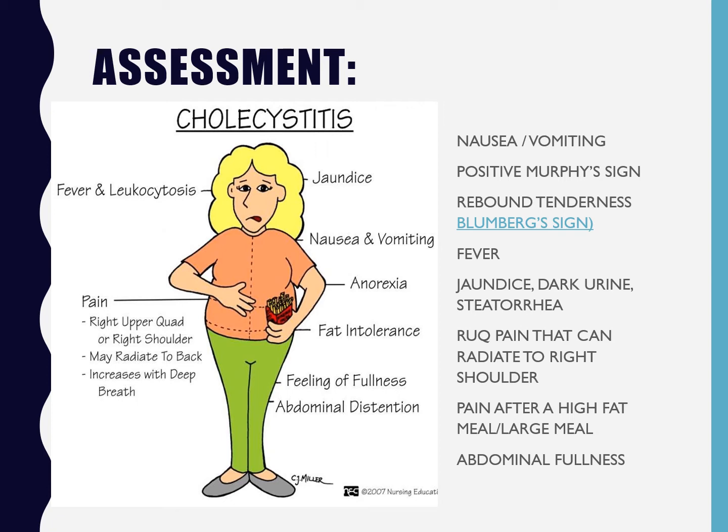Another assessment we can do is a test for Blumberg sign, and that's really just fancy for rebound tenderness. I know, right? All these different signs. So how do you test for rebound tenderness? You know this. You push in and you remove your fingers quickly, and you see if they have pain that actually is increased whenever you let your fingers go. That is a positive Blumberg sign.